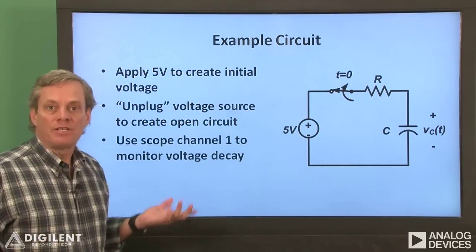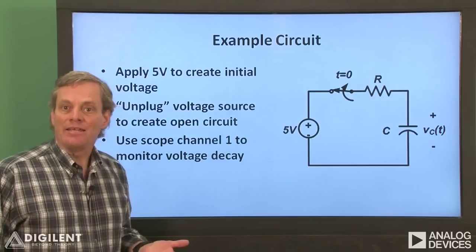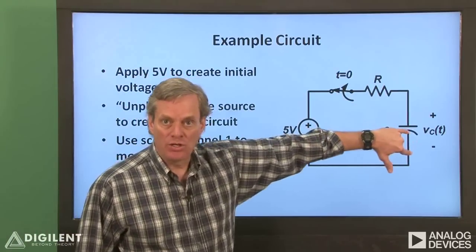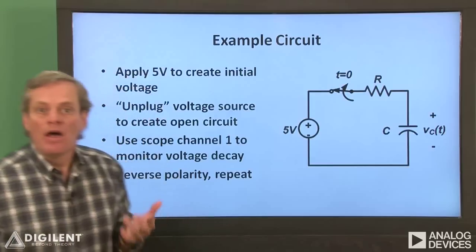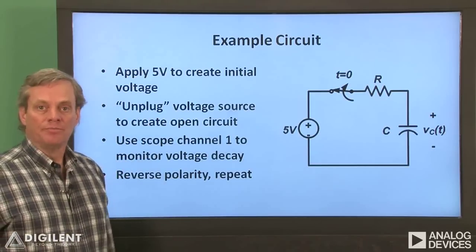Channel 1 of the oscilloscope will be used to monitor the capacitor voltage as it decays. Finally, we'll reverse the polarity of this capacitor and repeat the test. The decay rates between the two cases should be significantly different.